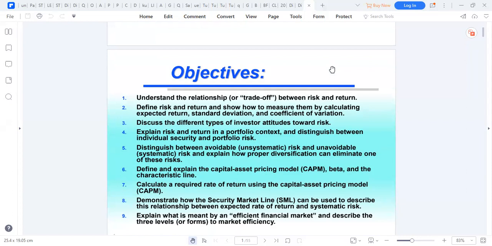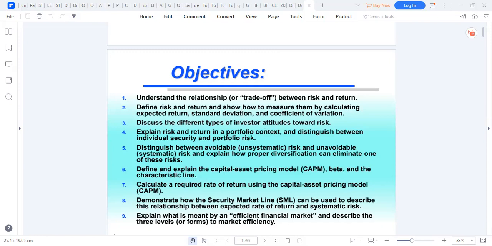undertake a certain portfolio. We'd also want to understand and explain risk and return in the context of portfolio management, and also how to calculate risk in terms of the coefficient of variation and the standard deviation. Then the other part of the course objectives will be dealt with later.